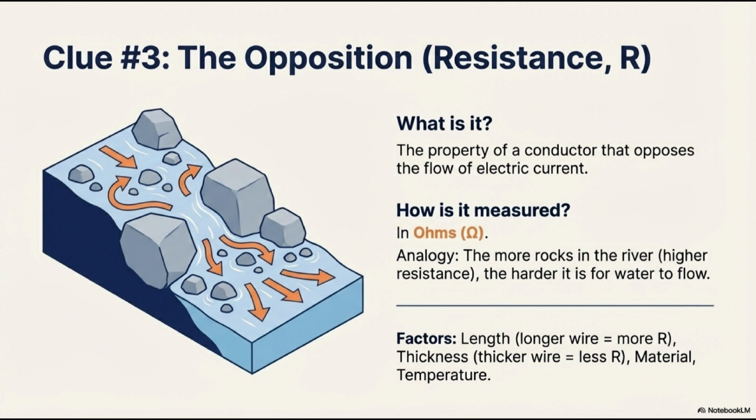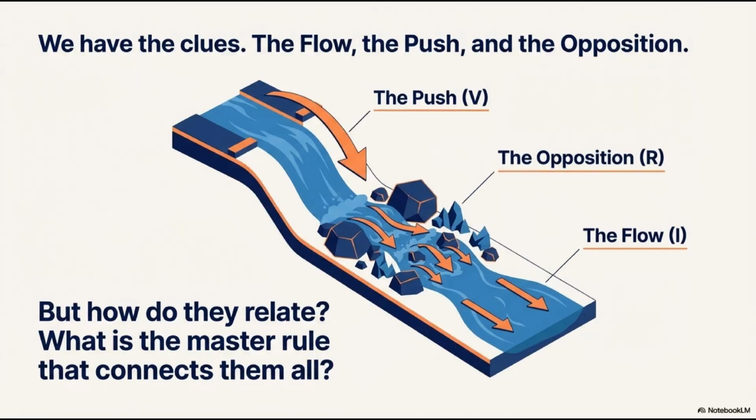Resistance, R. Next comes resistance. Resistance means opposition to the flow of current. It slows down electricity. It is written as R and measured in ohms. Just like stones in a river slow down water, resistance slows down electric current.